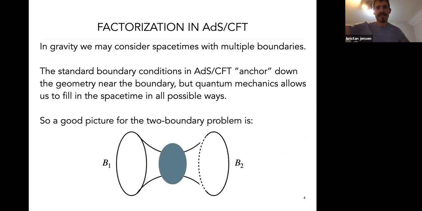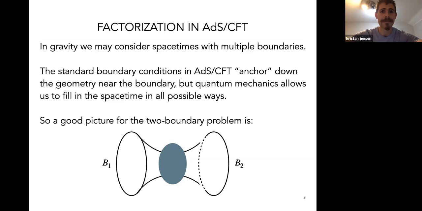Now, there's something that we can do in gravity that does not have an obvious CFT analog. Well, what is that? We can consider spacetimes which have multiple boundaries. The standard boundary conditions in AdS/CFT basically anchor down the spacetime geometry near the boundary. So, for instance, if we studied the quantum gravity problem where there are two boundaries, the boundary conditions basically tell us that the geometry is approximately AdS near those two boundaries. But then quantum mechanics allows anything in the interior and allows us to fill up the rest of that spacetime in all possible ways.